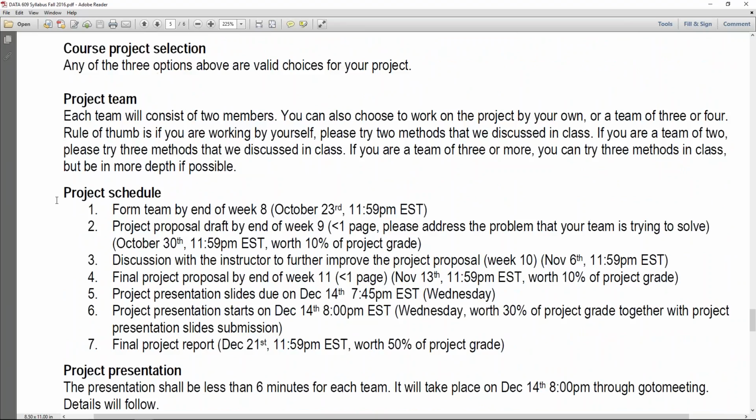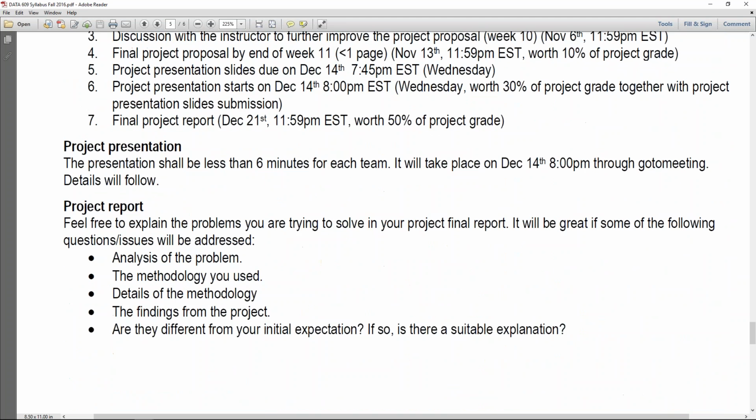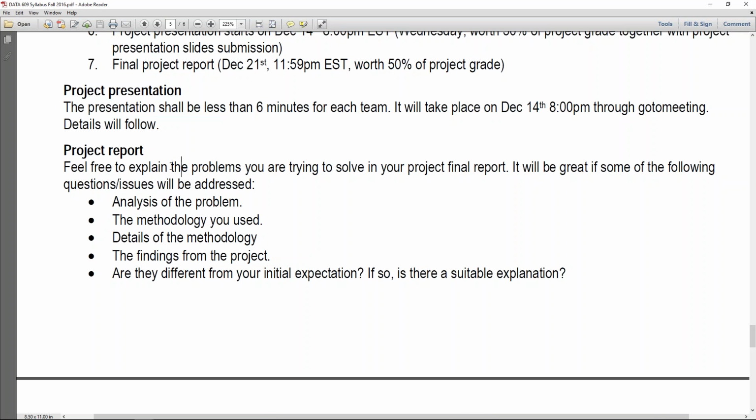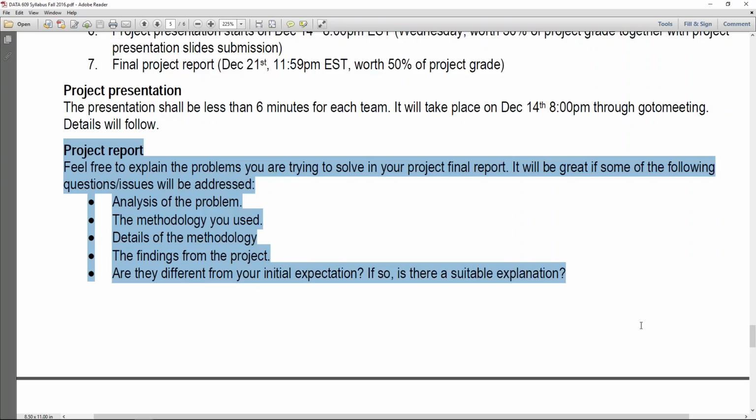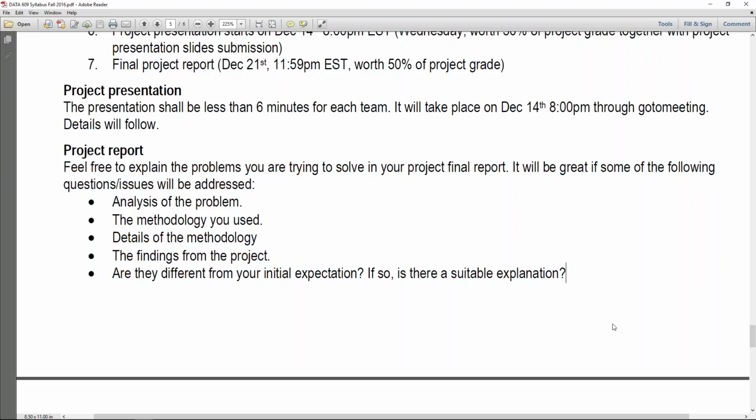And then I also have this project schedule here again, and how you form your team, and what the presentation would look like, and what type of report I'm looking for. Apparently, I'm not looking for something that's really long. If it's 5 pages, that would be sufficient, maybe less, as long as you discuss the problem sufficiently well.